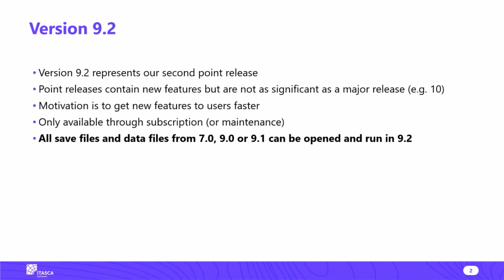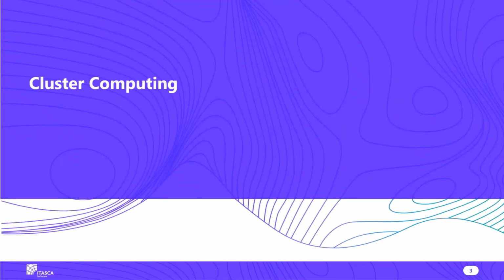And so what that means is that any of the data files you have from old versions will run in these point releases. Any of the save files that you have from old versions, you will be able to restore in these point releases. So there's really no downside to going to these new versions. You get the new features, and everything that you used to have still works. Okay, so what's new in 9.2?